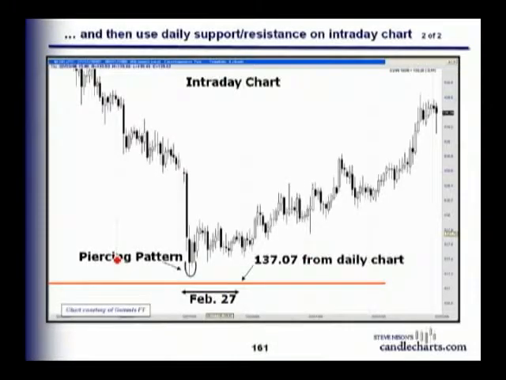The odds of a trade working on an intraday chart, because support and resistance on an intraday basis is not nearly as important as support and resistance on a daily chart. Many, many more people are looking at daily charts. So I threw the daily support area onto the intraday and then used the intraday time frame to initiate the trade.